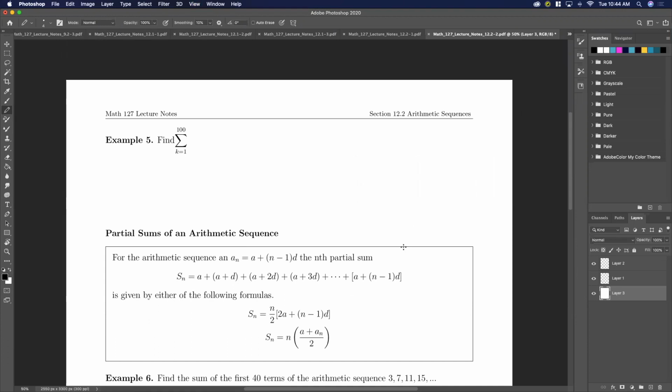Gee, there's a massive typo here. It says find this. This needs to be a K.